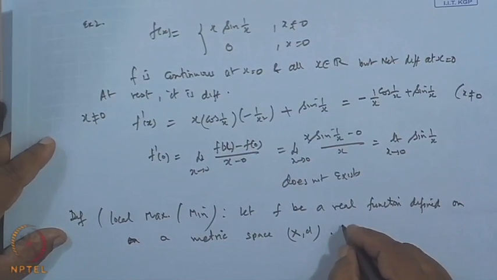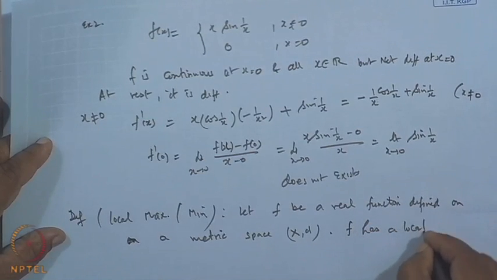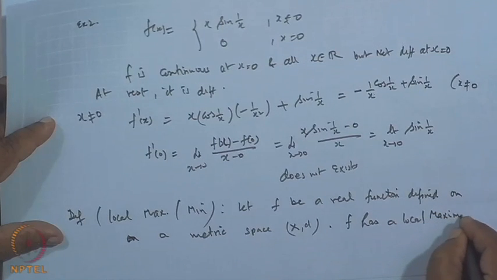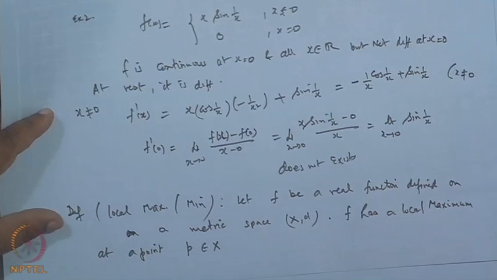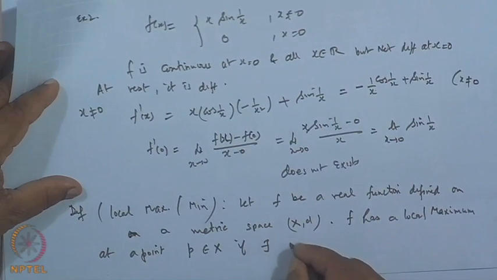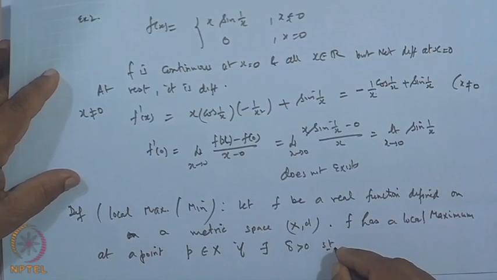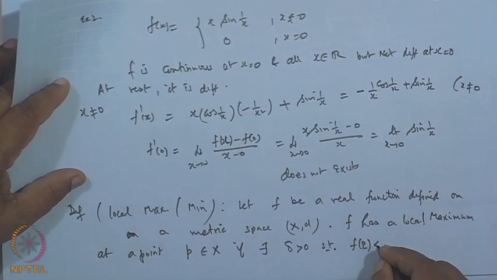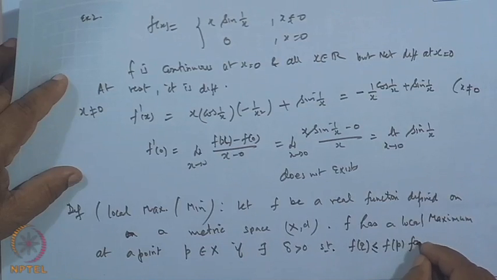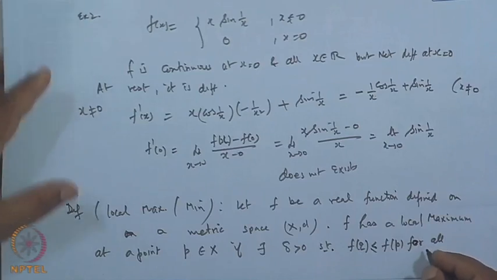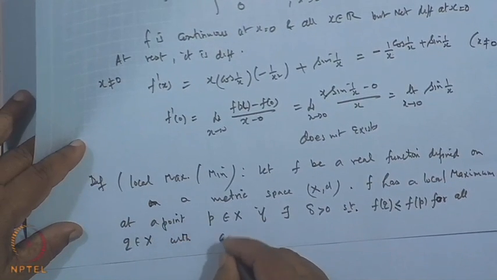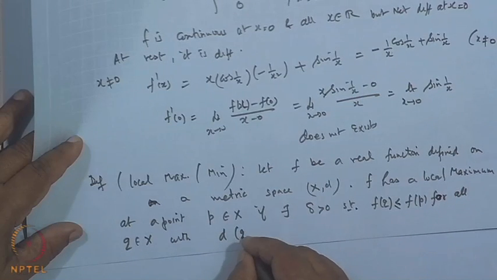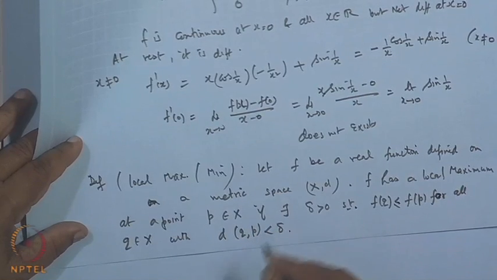We say then f has a local maxima or local maximum at a point p belongs to capital X if there exists a delta greater than 0 such that f of q is less than or equal to f of p for all q belongs to X with the condition that the distance of q and p is less than delta.